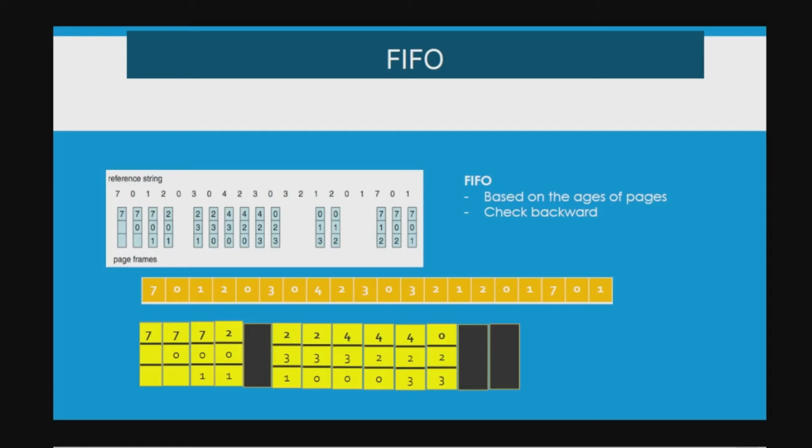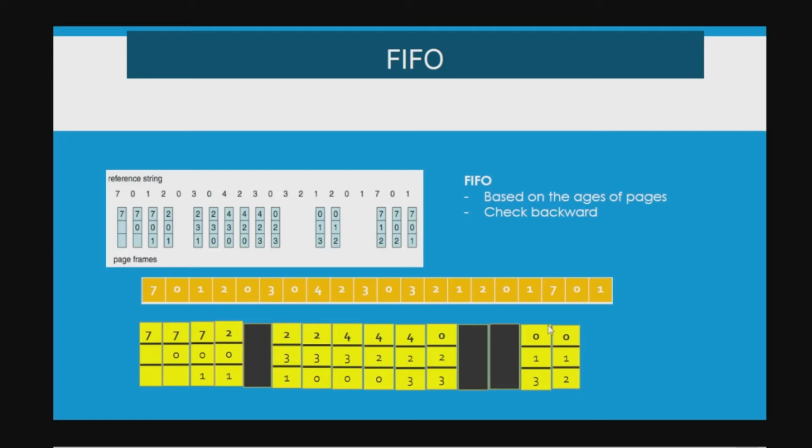put number 1. So based on this ages page, you can replace number 2. So replace number 2, then you will get 0, 1, 3. Okay, next is 2. So 2 is not in the resident, so you can replace 3 with 2. So now you get 0, 1, 2.